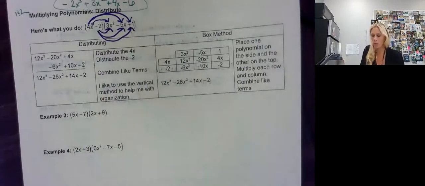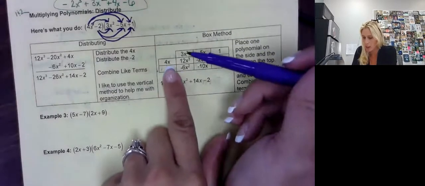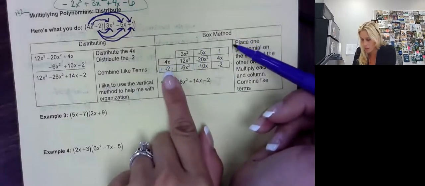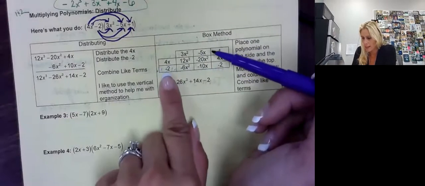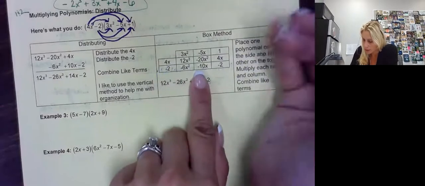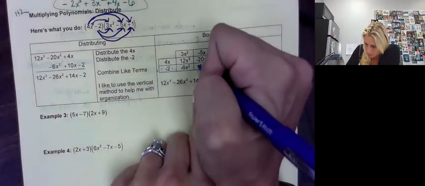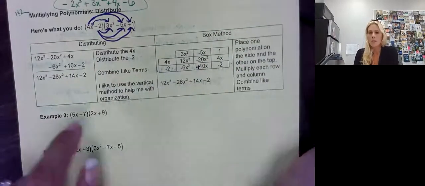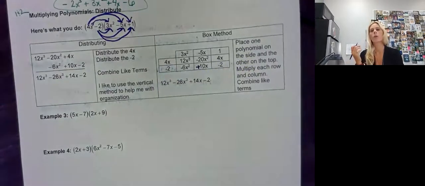Now, with example 3 here, let me just tell you what the box method is. It lines it up. I can line up negative 2 and 1 is negative 2. Negative 2 and negative 5x is, this actually is incorrect. This should be a positive. Yep, positive, because a negative times a negative is a positive 10x, and so on and so forth.